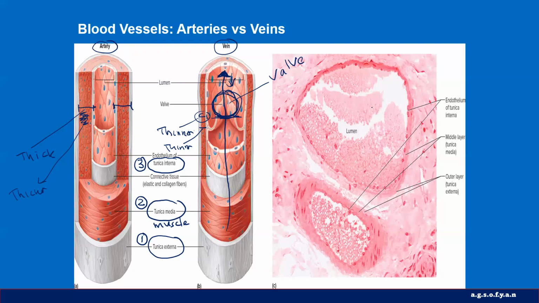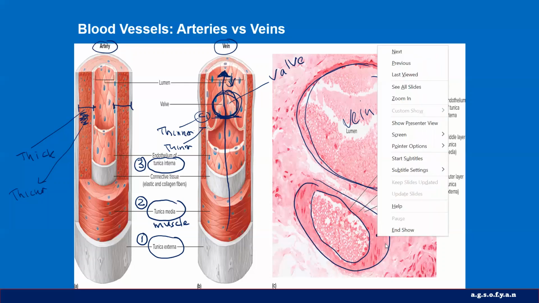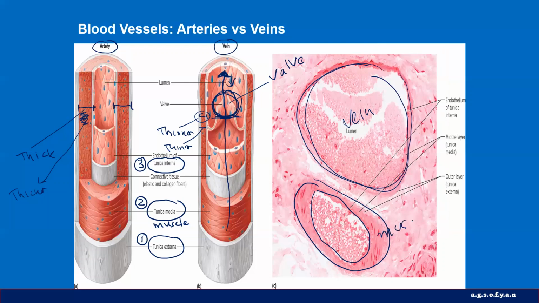This is from under the microscope. You see this is actually a vein. Okay, a bigger lumen and thinner muscle compared to this artery, a smaller lumen but bigger, thicker tunica media muscle. Okay, that's the comparison between the artery and the vein.